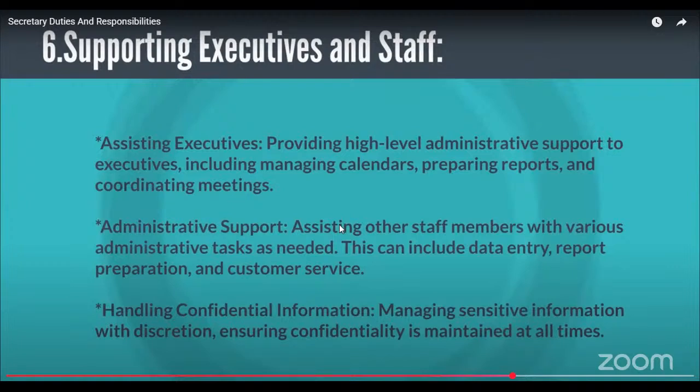Likewise, administrative support, as I said earlier: data entry, report preparation, and customer service. Remember, I spoke about it, that customer service also we are going to cover in the same because it also falls into the category where the responsibilities of the secretary come up. So from supporting executives, let's move on to another two or three points to understand it further.